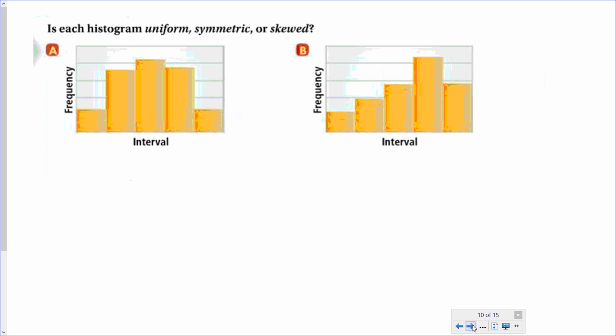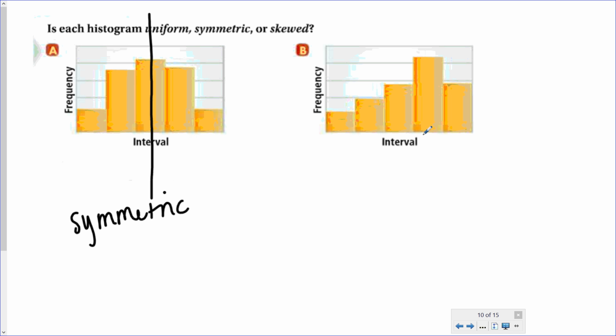So let's look at this one. Is it uniform, symmetric, or skewed? So is it uniform? They're not all of the same height. Symmetric, can I draw a line right down and it looks the same on both sides? Yes. So this would be an example of symmetric.